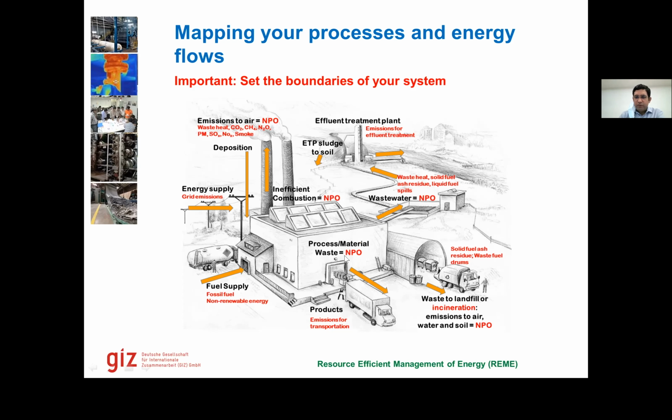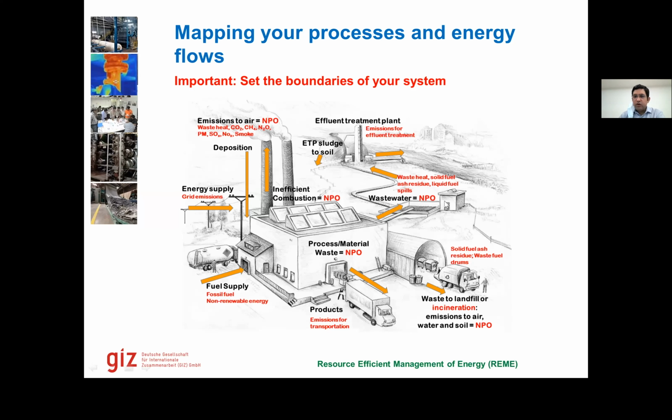Inside, we also have process or material wastages, over processing, for example, where we might have some losses. Then the product is going out and there are emissions for transportation. We have our waste going to landfill or incineration, where there are emissions to air, water, and soil, for example. And we might also have solid fuel ash, so residue going there, or the waste fuel drums going there, which might have some fuel accumulated.